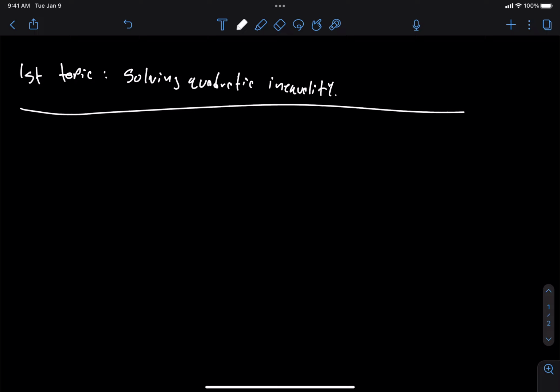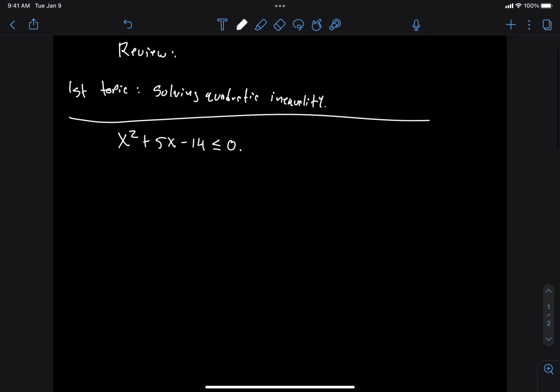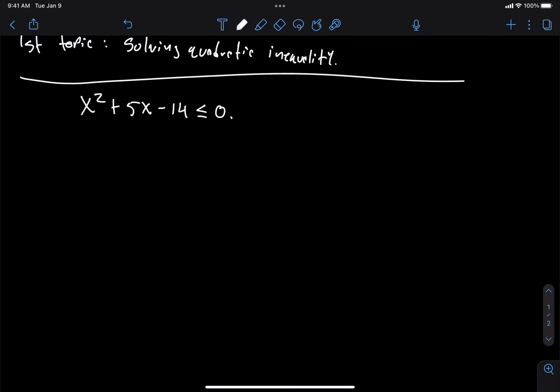All right. So for this one, we had x squared plus 5x minus 14 is less than or equal to 0. Okay, so the general strategy for solving a quadratic inequality is going to be the following. First, we're going to solve with an equal sign. And second, we're going to use the test point method.